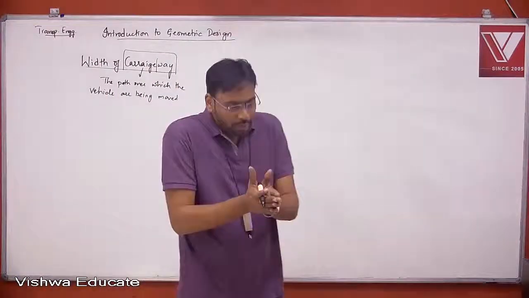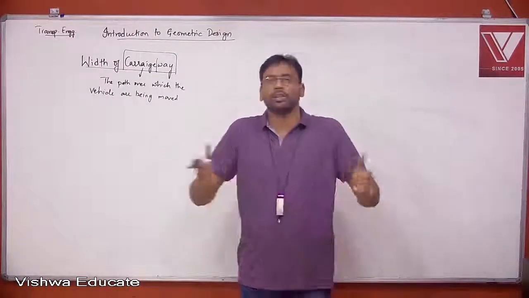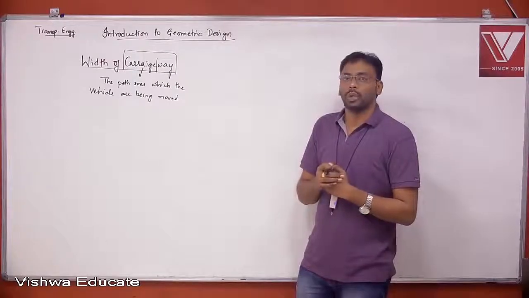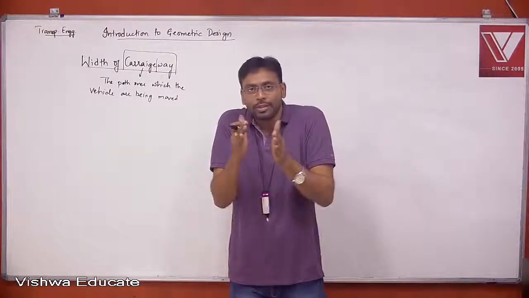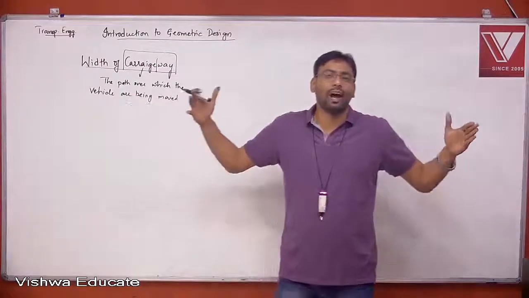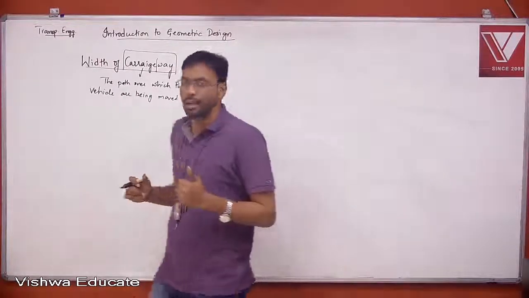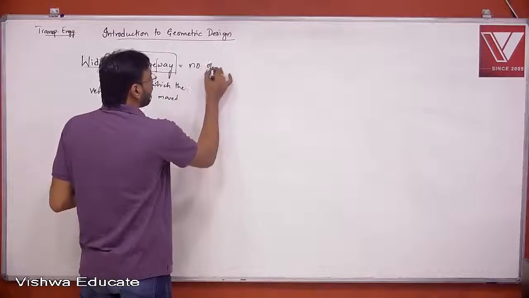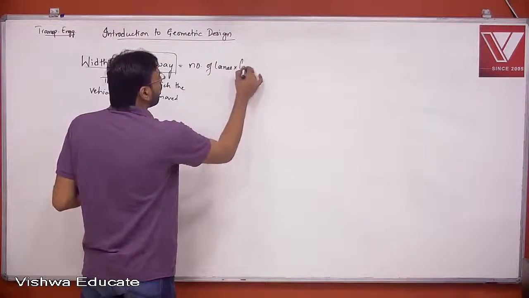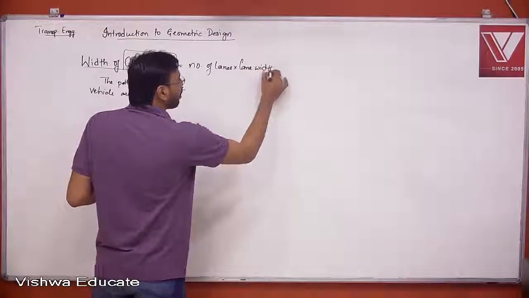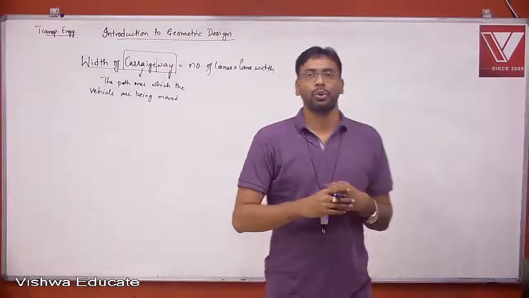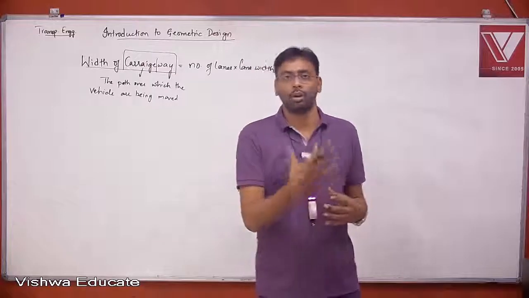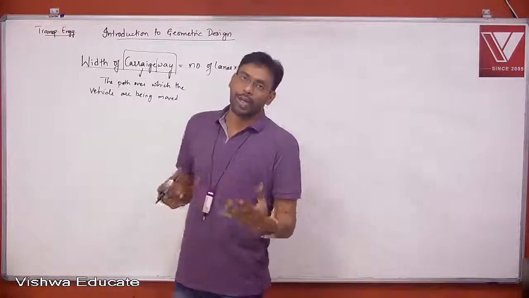And what should be the width of carriageway? How much width should I provide for the vehicles to move on? That is called as width of carriageway. Now, how much should I provide? This much, or this much? What are the factors which is influencing that? Simple. Width of carriageway is equal to number of lanes into lane width. One lane road, two lane road, three lane road, four lane road, six lane road, eight lane road, we call it, right? So number of lanes into lane width.